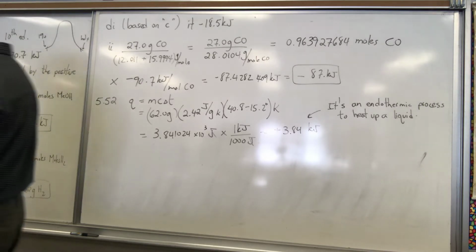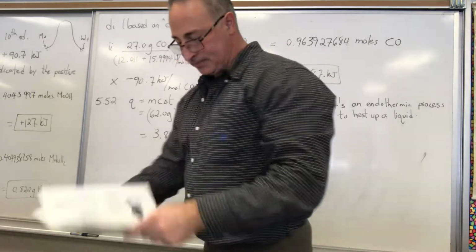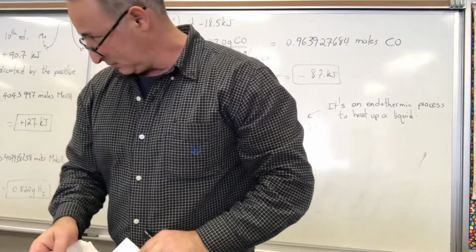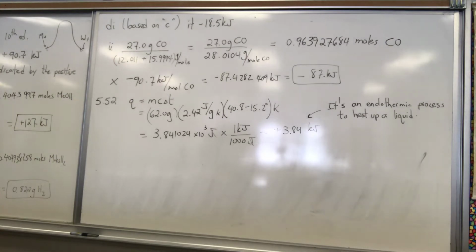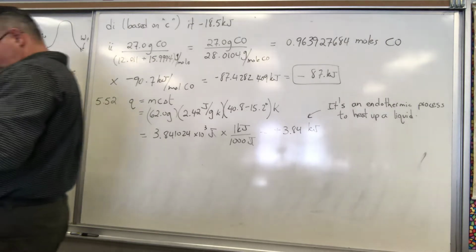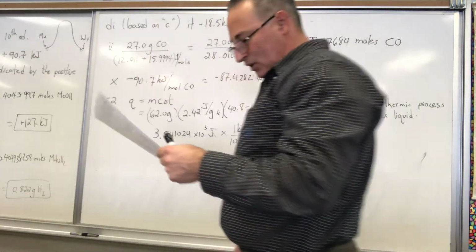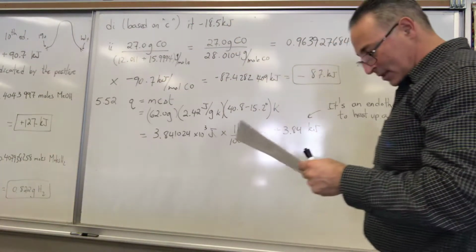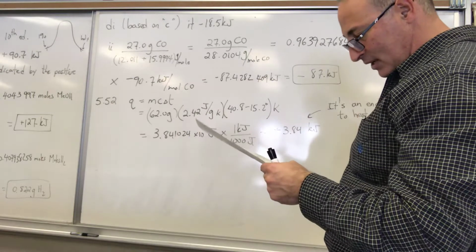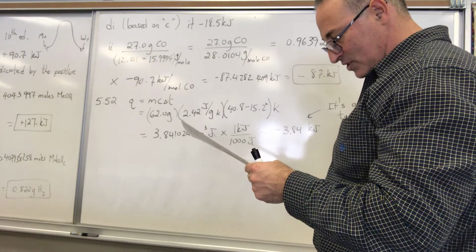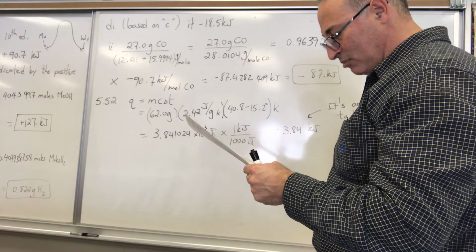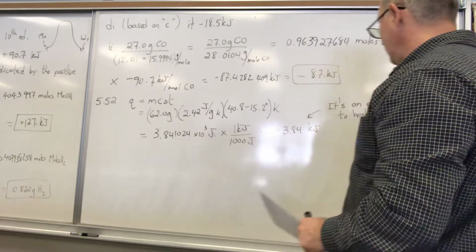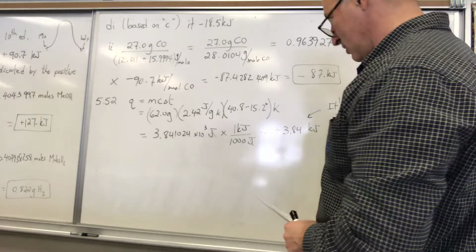Let's read the question. Calculate. The specific heat of ethylene glycol is 2.42 joules per gram degree Kelvin. How many joules of heat are needed to raise the temperature of 62 grams of ethylene glycol from 15.2 degrees Celsius to 40.8 degrees Celsius?